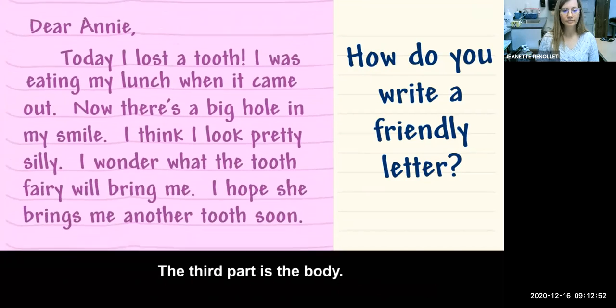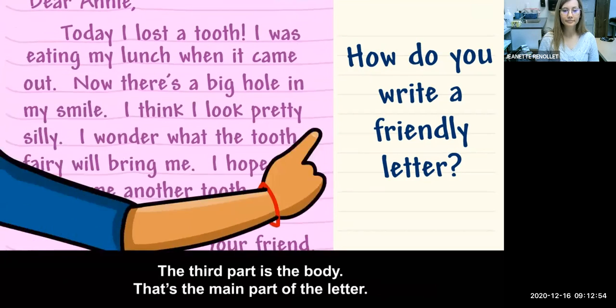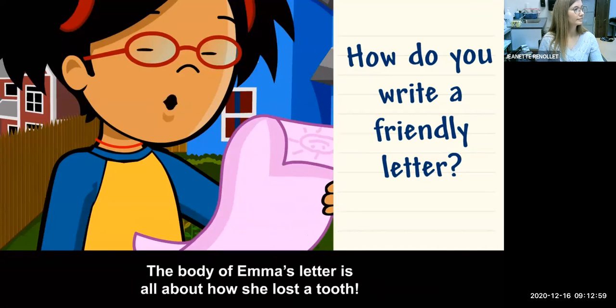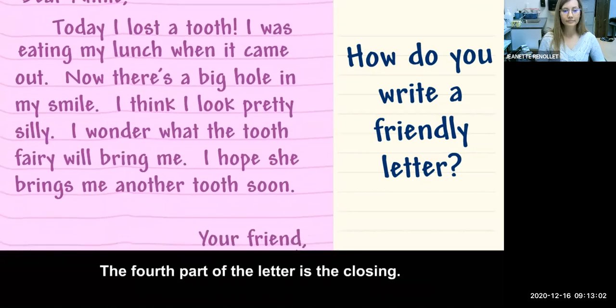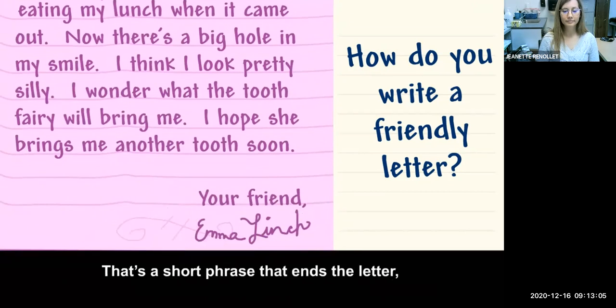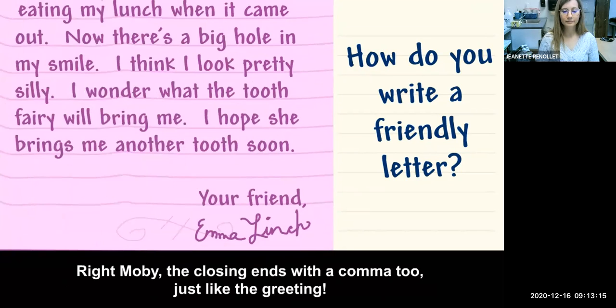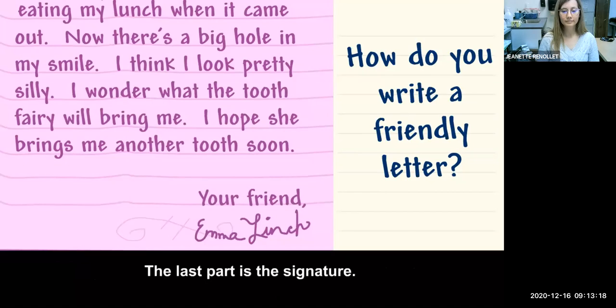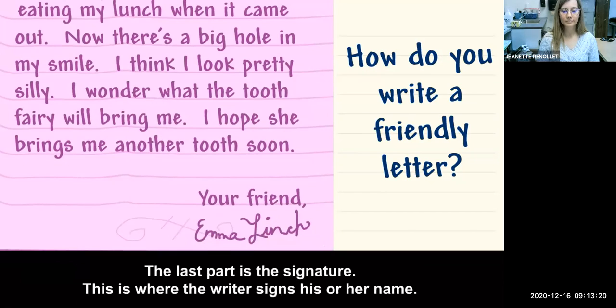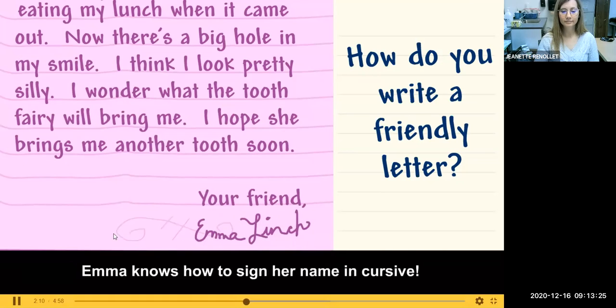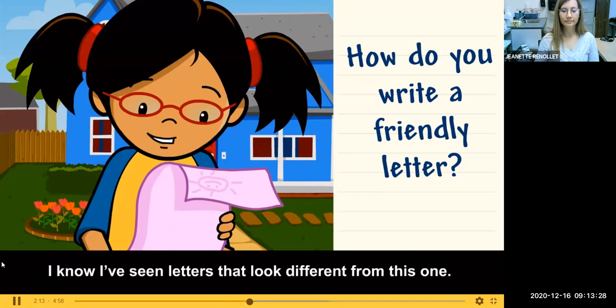The third part is the body. That's the main part of the letter. The body of Emma's letter is all about how she lost a tooth. The fourth part of the letter is the closing. That's a short phrase that ends the letter, like, your friend, love, keep in touch. Right, Moby. The closing ends with a comma too, just like the greeting. The last part is the signature. This is where the writer signs his or her name. Emma knows how to sign her name in cursive. I know I've seen letters that look different from this one.